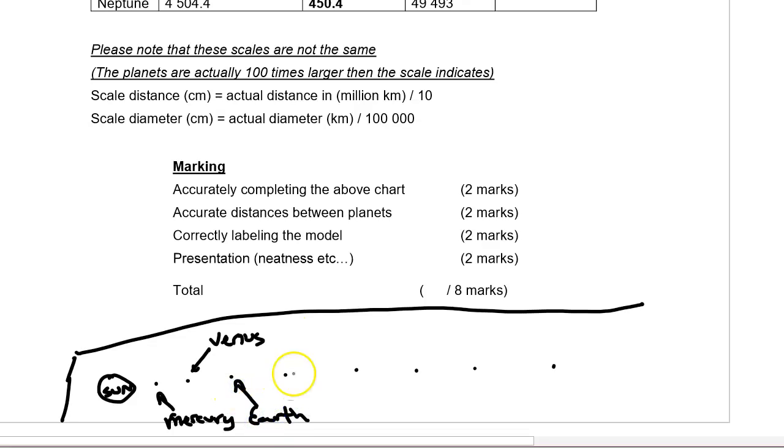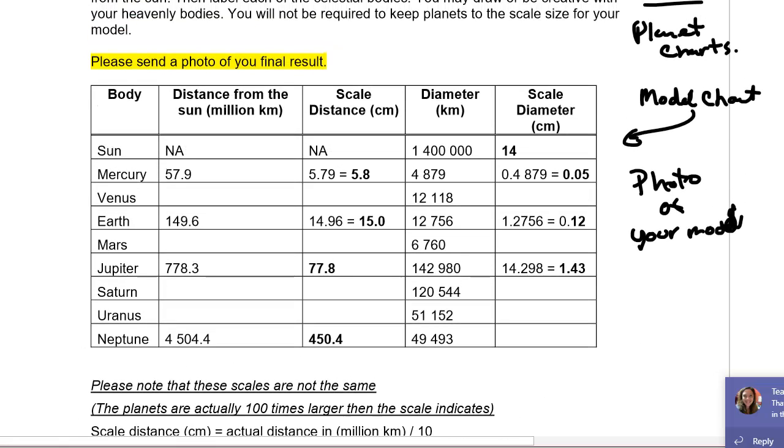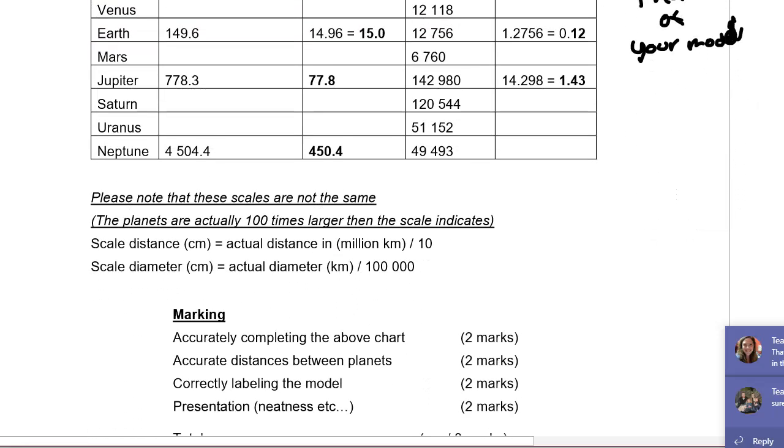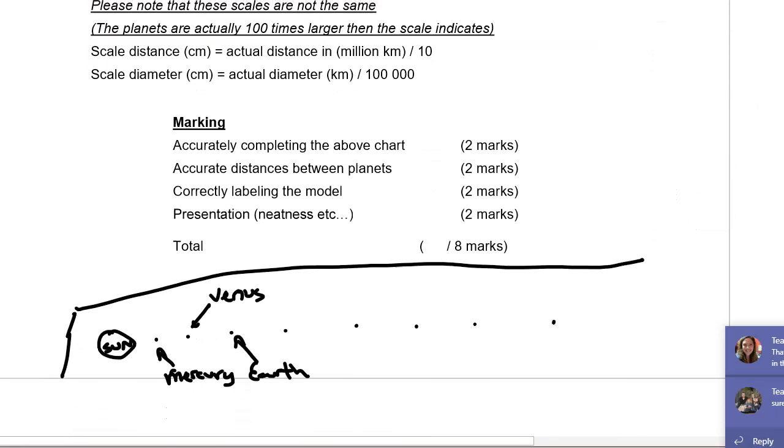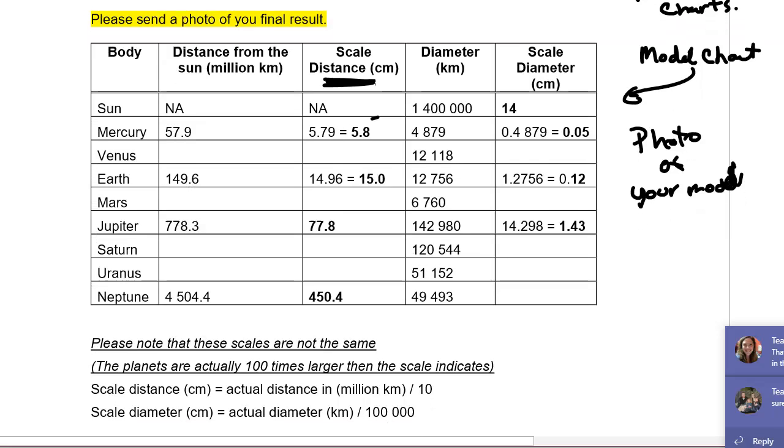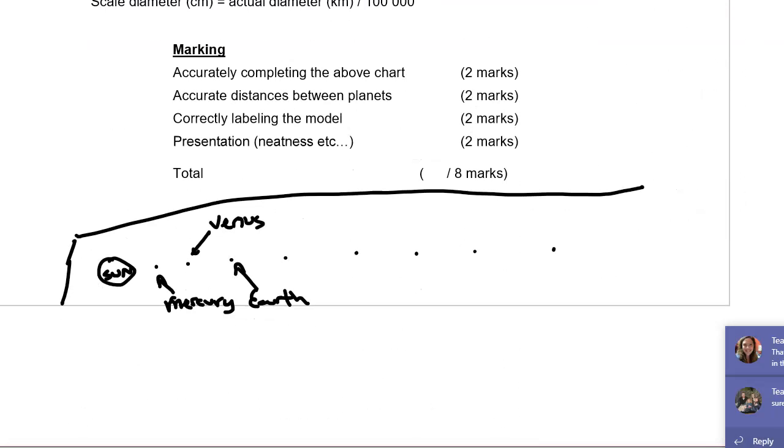Okay, you're going to need to do it to accurate distances as laid out within the scale distance here, right, this one. You're not going to need to worry about the diameter of the objects. So you're not going to have to worry about the scale diameters of these things.